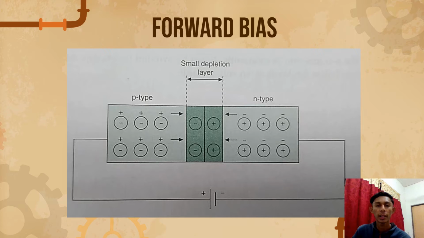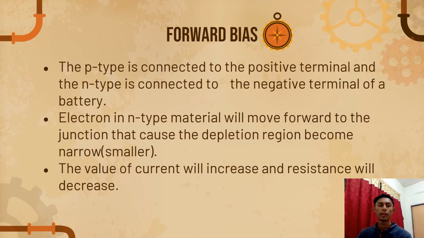This is an example of forward bias. Forward bias. The P-type is connected to the positive terminal and the N-type is connected to the negative terminal of a battery. Electrons in N-type material will move forward to the junction, which causes the depletion region to become narrow. The value of current will increase and resistance will decrease.